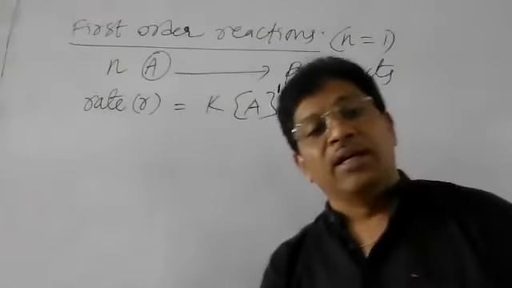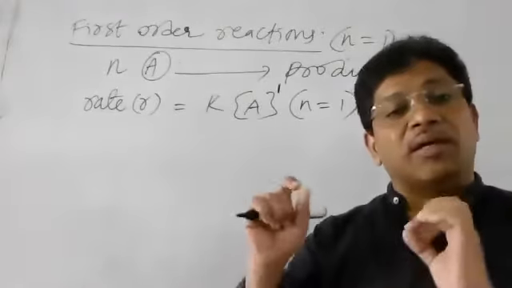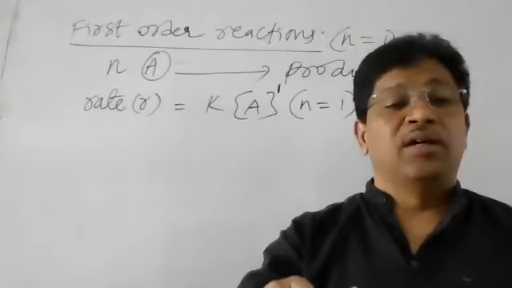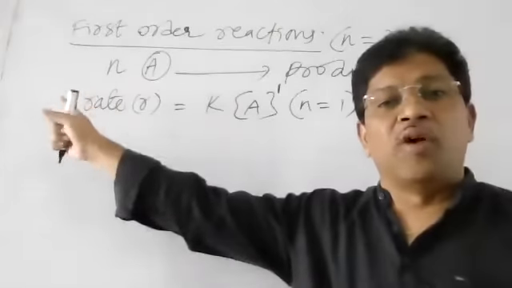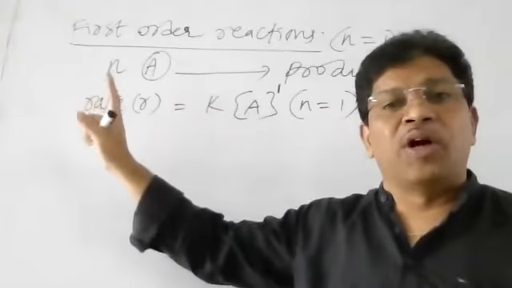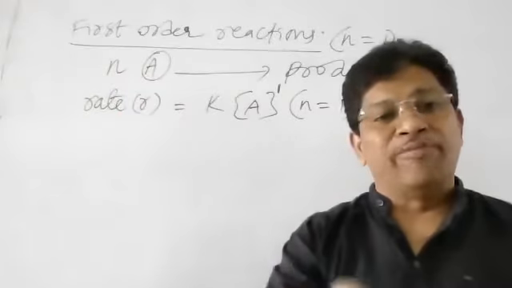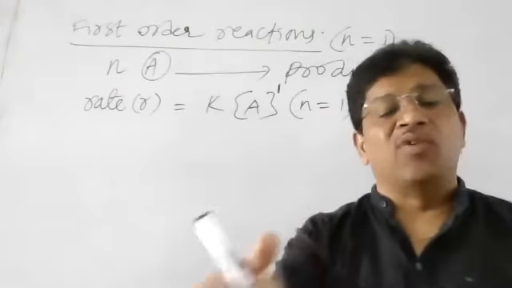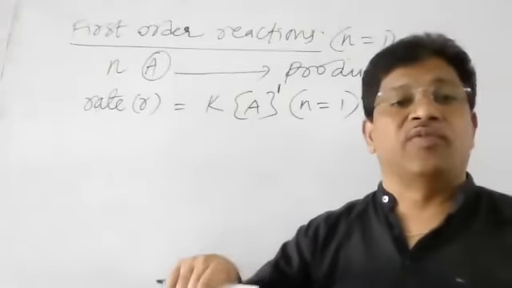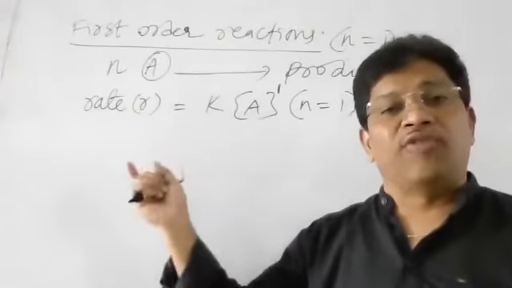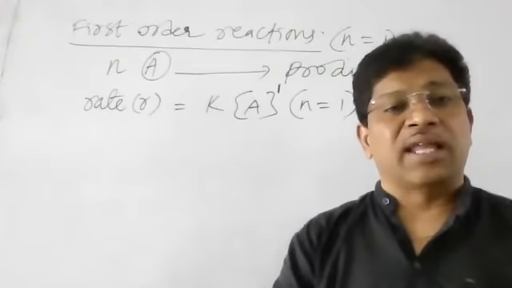1 mole of A determines the rate of reaction. Among n moles of A, only 1 mole, that is the active mole, is determining the rate of reaction. That's why it is a first order reaction. And this reaction follows first order kinetics.